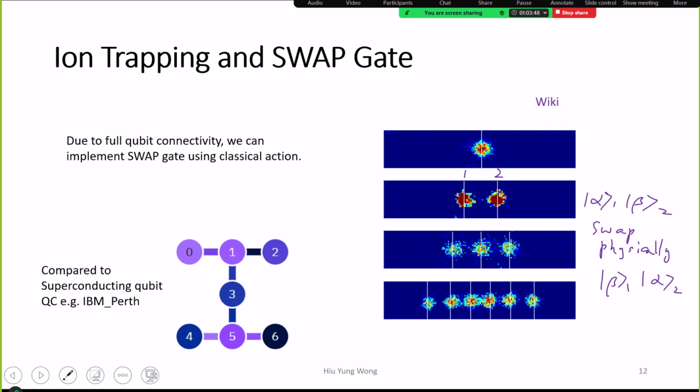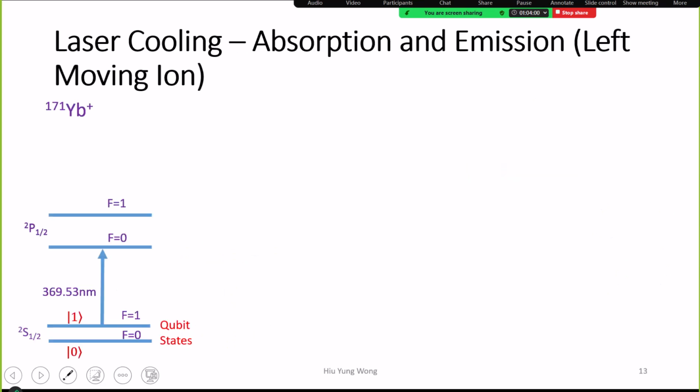This is not iSWAP, however. Remember, just swap. Swap gate is not an entanglement gate. Otherwise, it would be cool, right? We just swap them. Then we don't need to implement, okay? So this is a good thing. Then the next thing I want to talk about is cooling. Now, the ion, right?